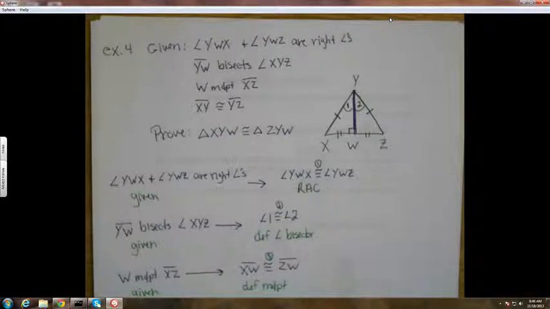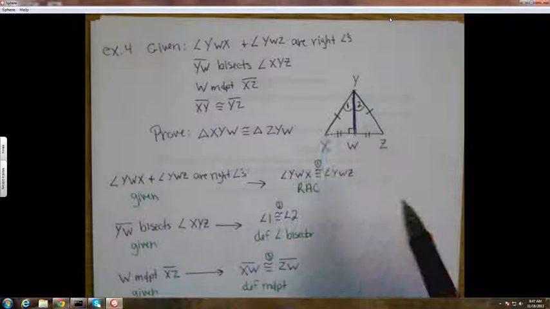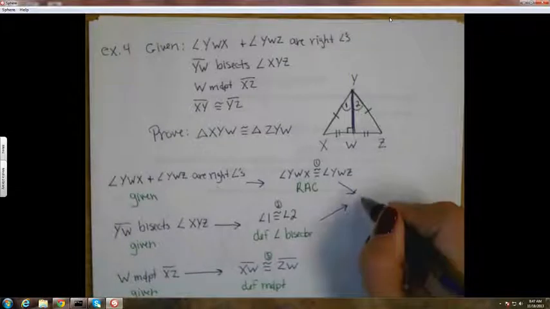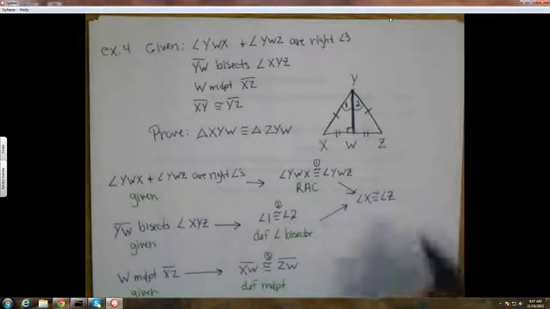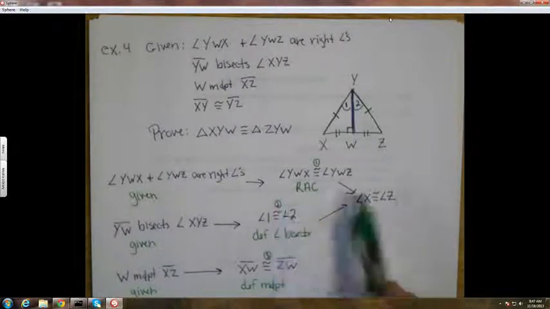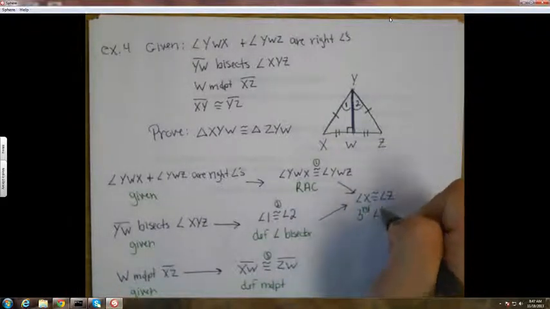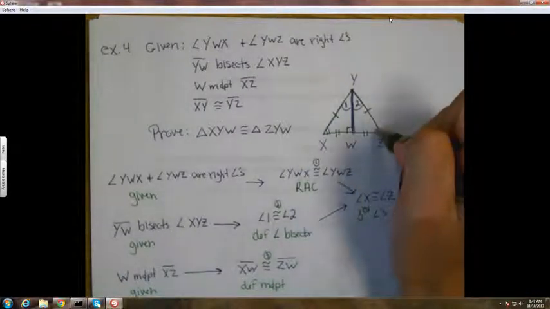I got 2 sets of angles. Can I now say angle X and angle Z are congruent? Put these 2 together. Angle X is congruent to angle Z. Why are those congruent? Third angle, because I got 2 congruent, I know the third ones are congruent. That's the third angle theorem. Okay, that's number 5.